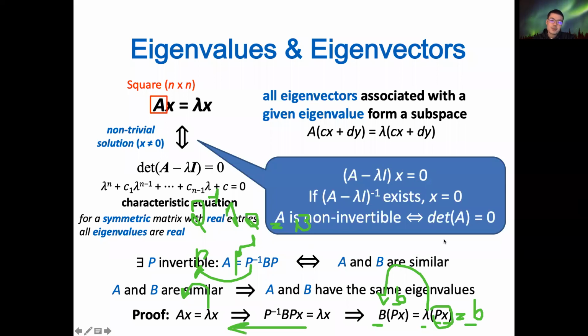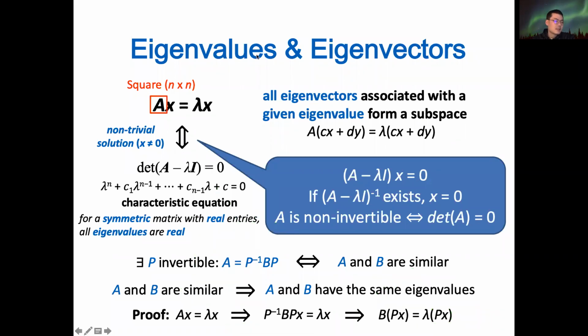So put simply, the reason we define something like this, if you have P inverse B P, then they are similar, is because they have the same eigenvalues. And if you want to know why, you can put it here and derive. You will see.